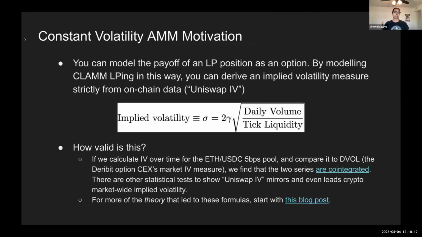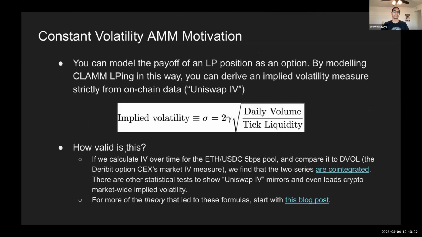So what is the motivation behind constant volatility AMM? Well, the key idea here is that you can actually model the payoff of an LP position as selling an option. And if you model LPing in this way, a nice thing that falls out of that is you can actually derive an implied volatility measure strictly from on-chain data.